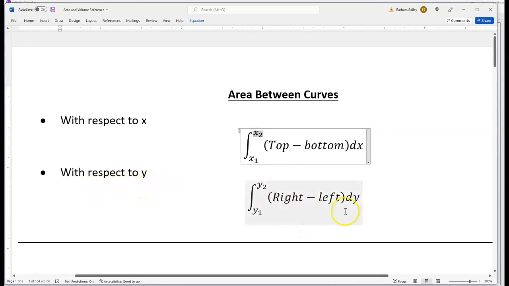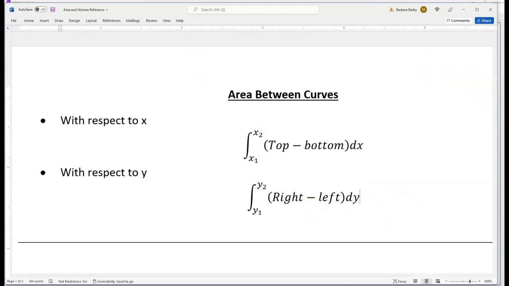If you're doing it with respect to y, it's the right function minus the left function, and you put the lower intersection point here and the upper intersection point here. And that's basically it. And as we talked about in class, if you're ever unsure and we're doing a calculator problem, you're welcome to go ahead and just throw some absolute value bars on there. And that'll give you a nice segue into making sure you don't have any errors.